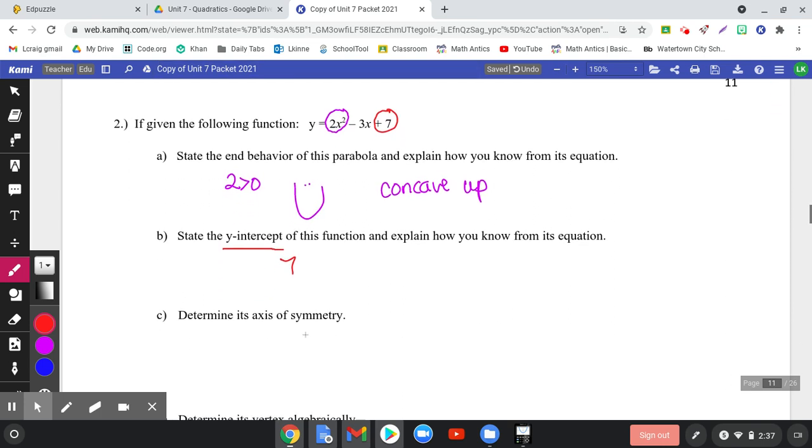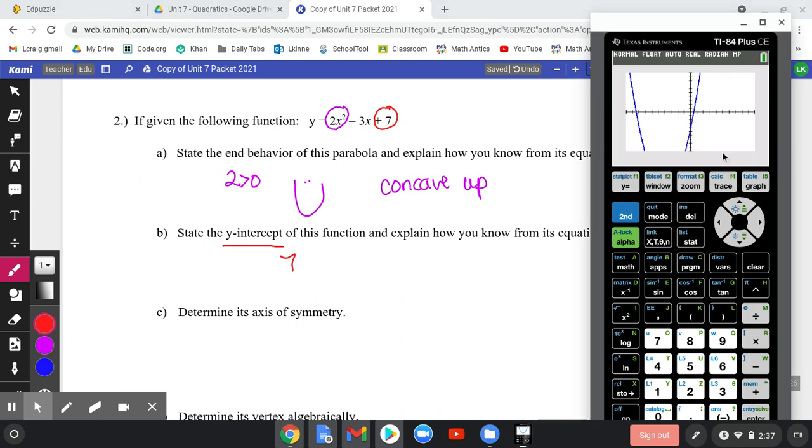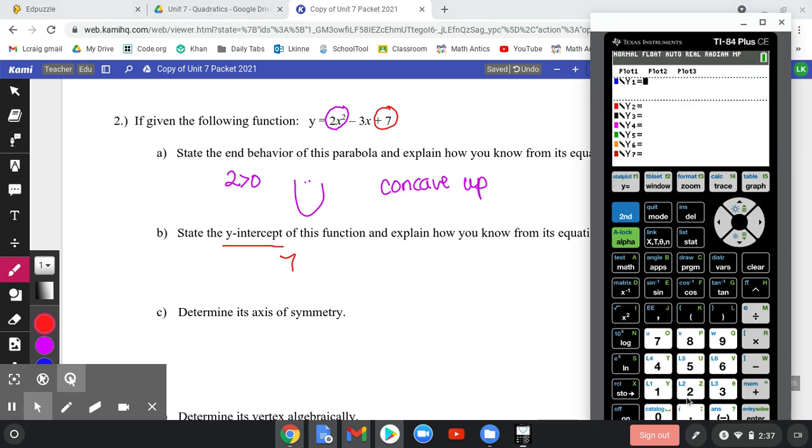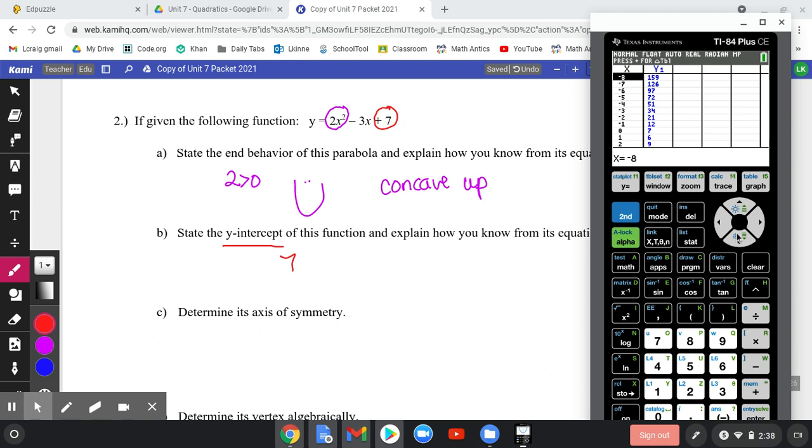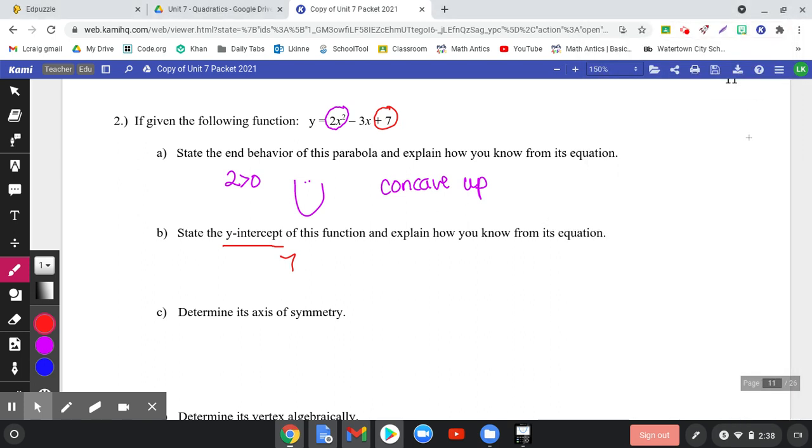Now, the axis of symmetry, this one's a little bit more complicated. You're not going to be able to find it in the calculator. So y equals 2x squared minus 3x plus 7. We'll just check it out, see if we get lucky here. All right, looks like it's getting closer down here. I don't see anything that matches. That means that we're going to have to do it algebraically.